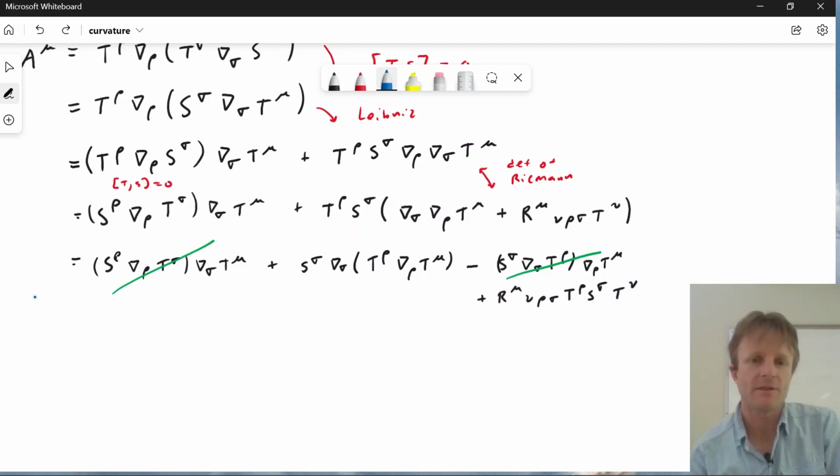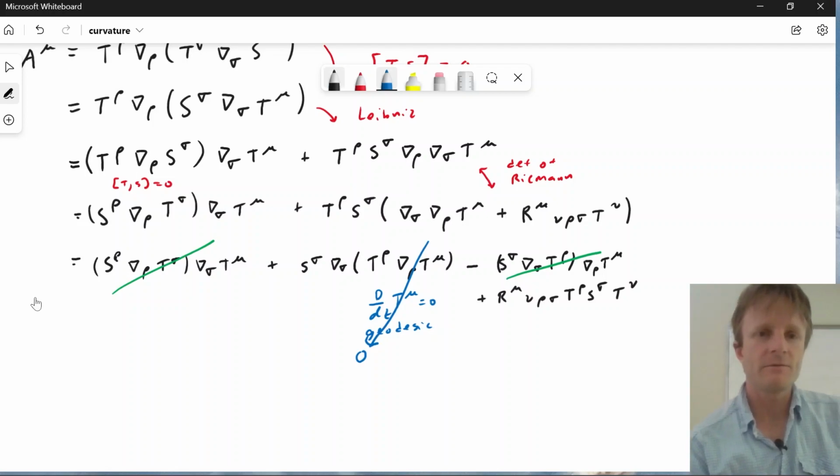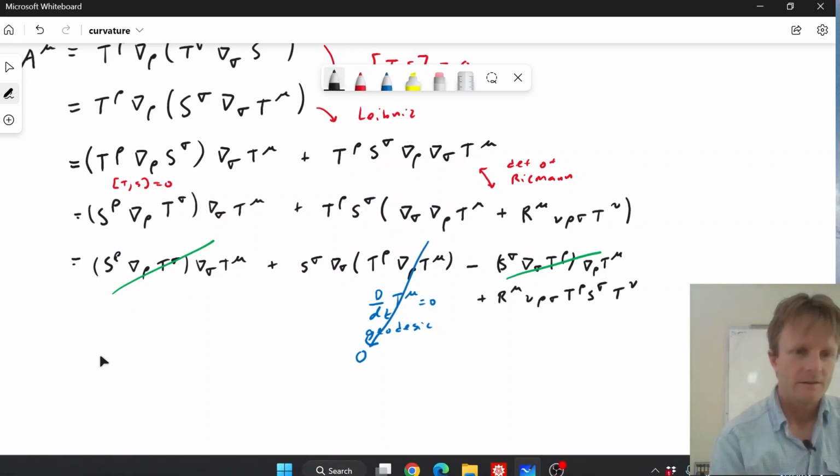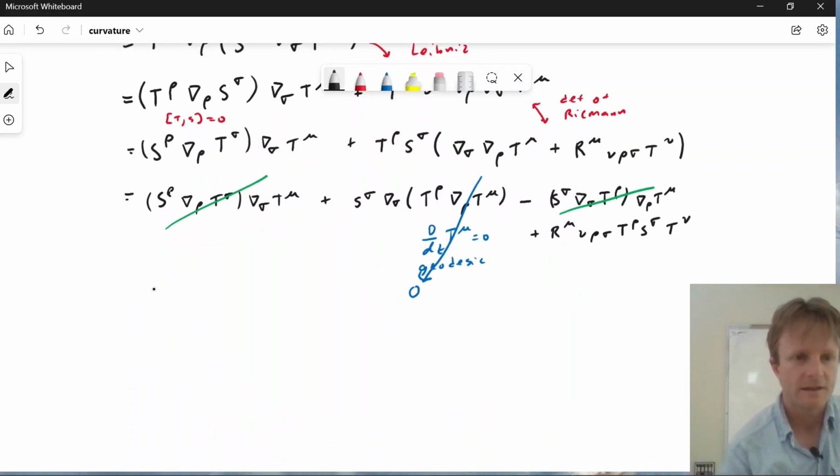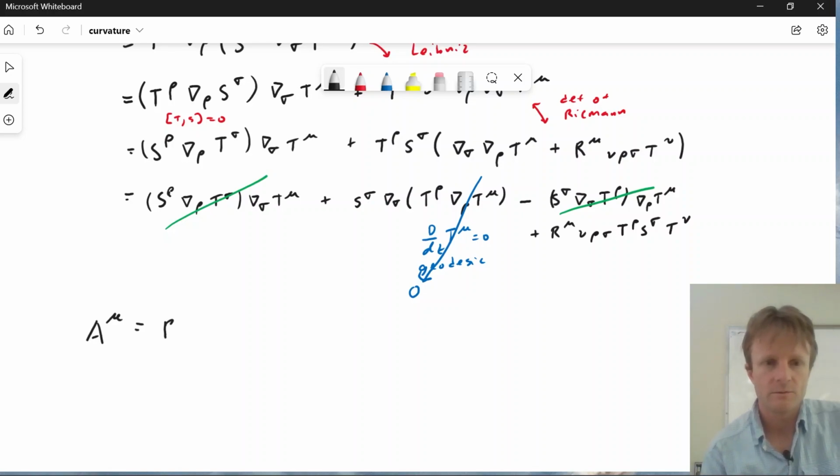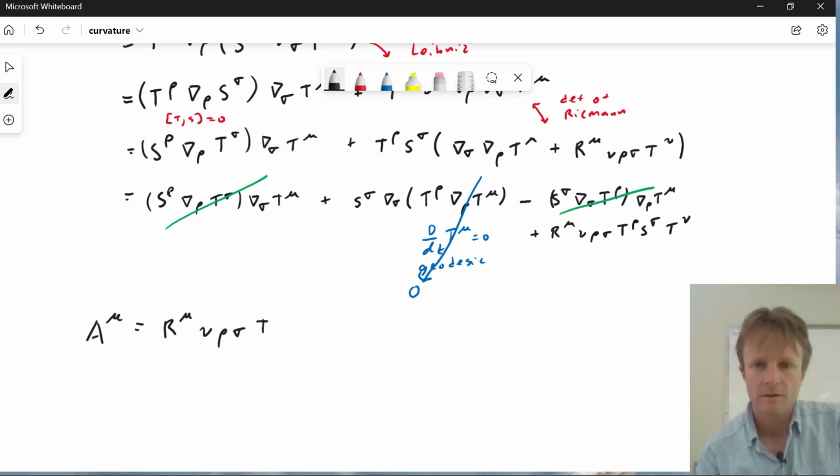T rho del rho is that thing we called capital D by D lambda, or in this case, capital T, right? Capital little t of T mu, right? That is the geodesic equation. This is a geodesic. So by assumption, our affinely parameterized geodesics. This is 0. Okay, so that's our lovely equation that says that this relative acceleration, a mu, is equal to Riemann tensor mu nu rho sigma T rho.